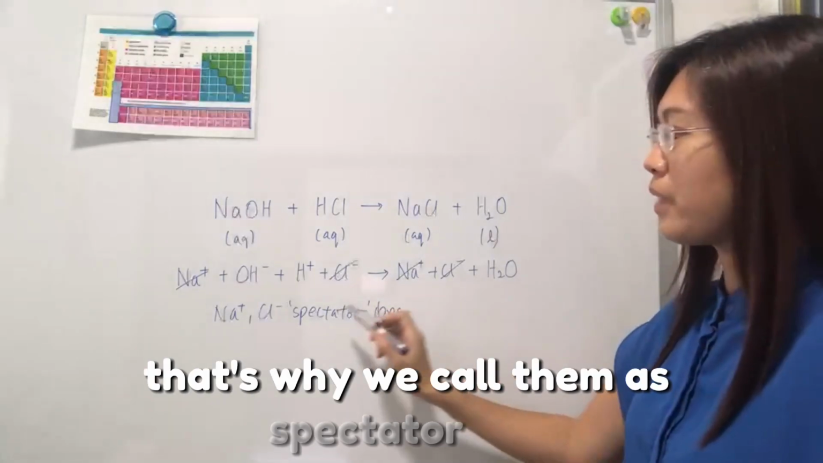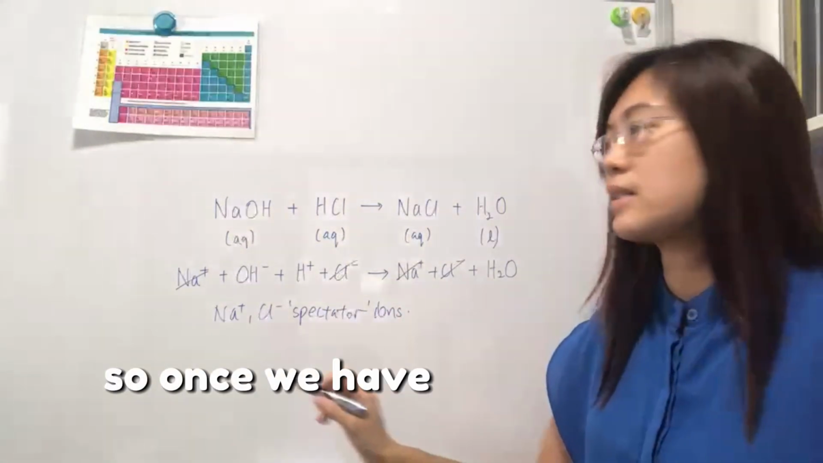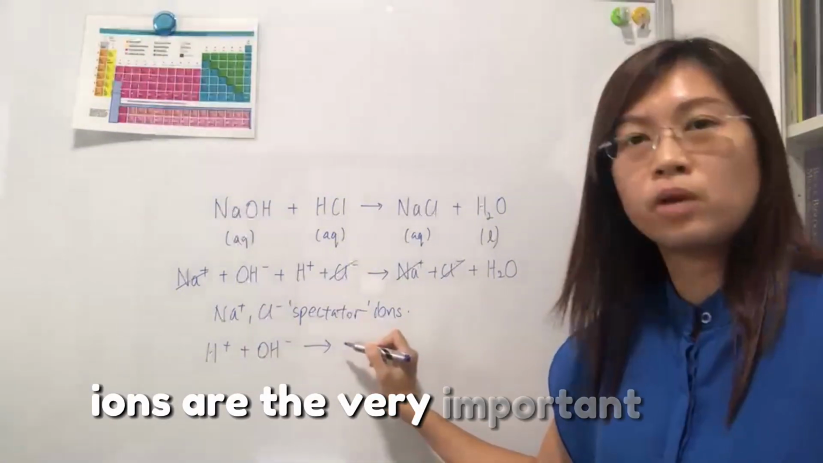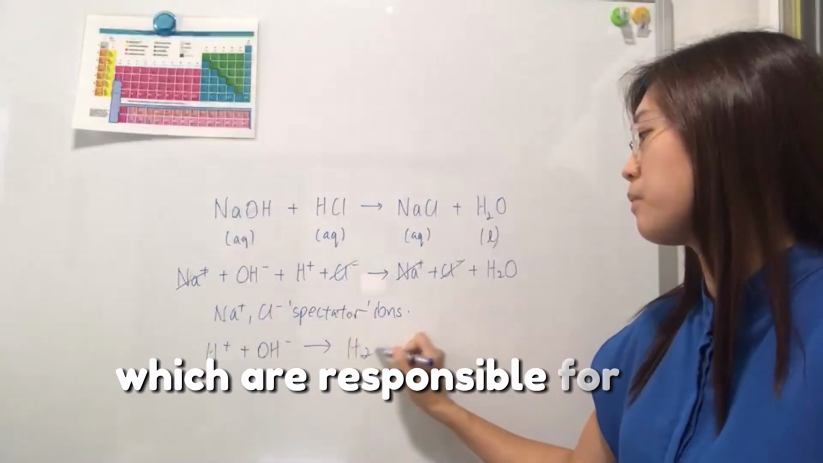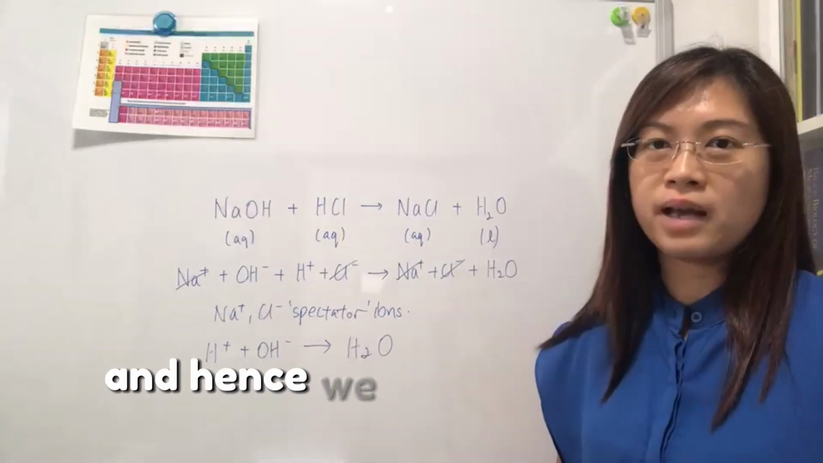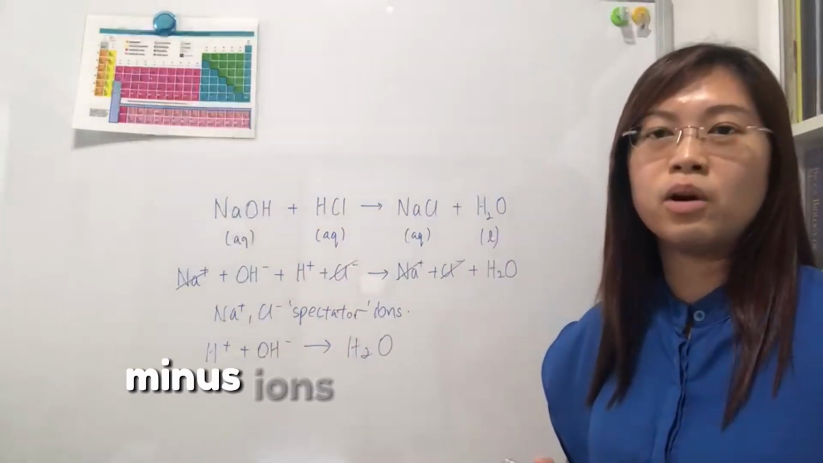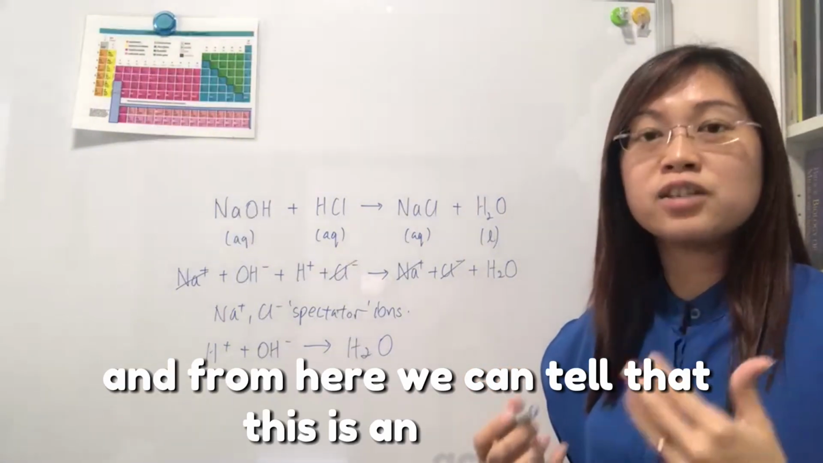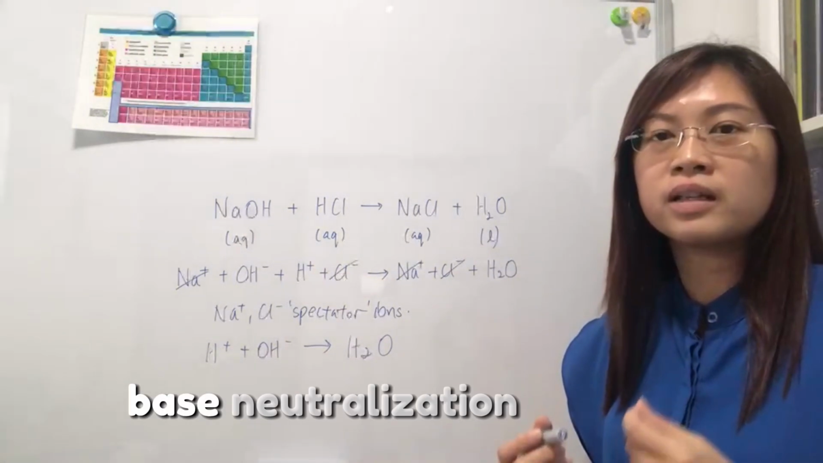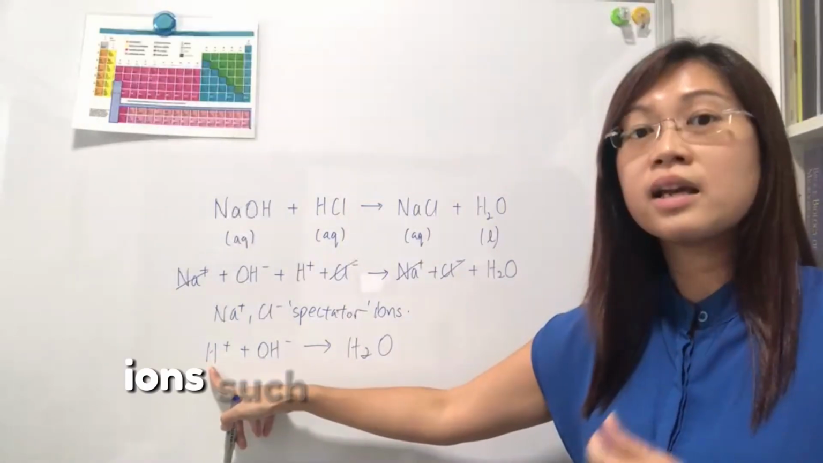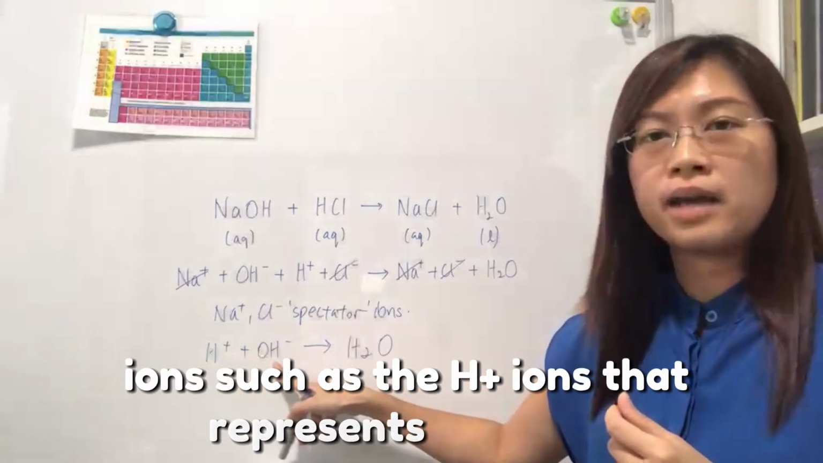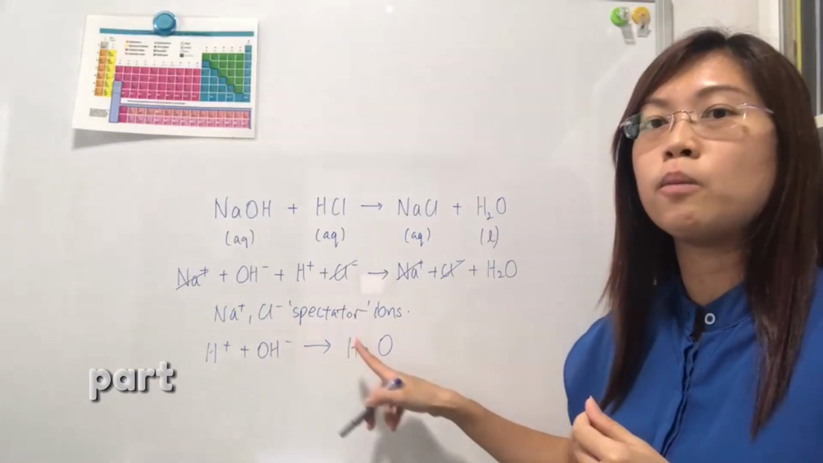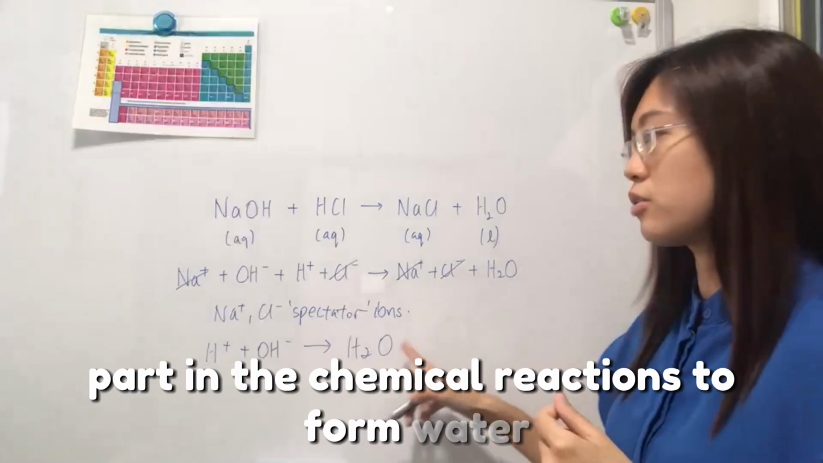Once we have cancelled out the spectator ions, you can see that the remaining ions are the very important ions which are responsible for the chemical reaction. And hence we have the H+ and the OH- ions to give the water molecules. From here, we can tell that this is an acid-base neutralization reaction because the important ions, the H+ ions that represent the acid and the OH- ions that represent the alkali, are taking part in the chemical reaction to form water and the salt.